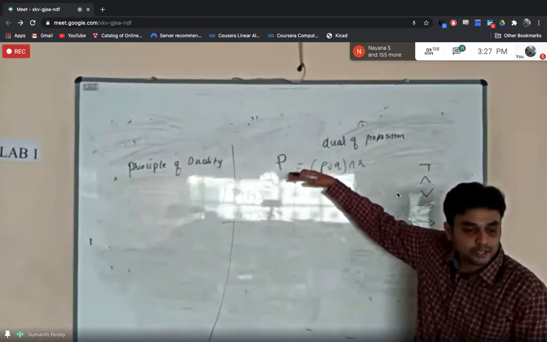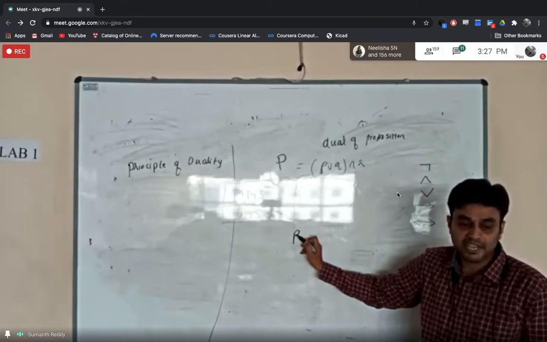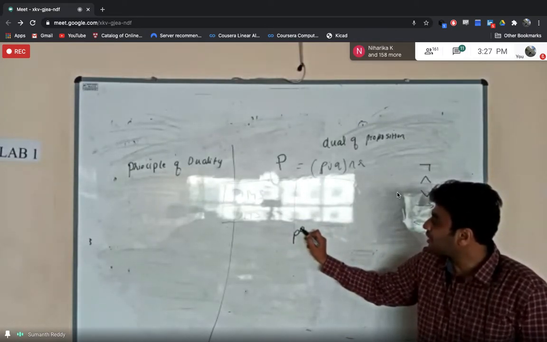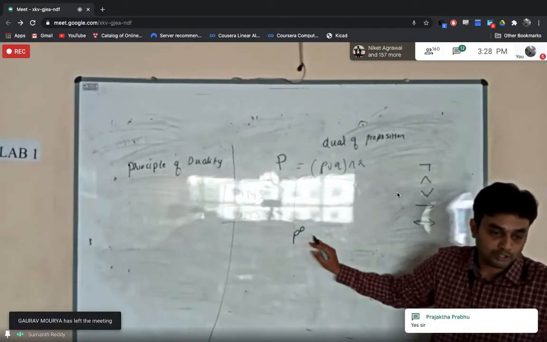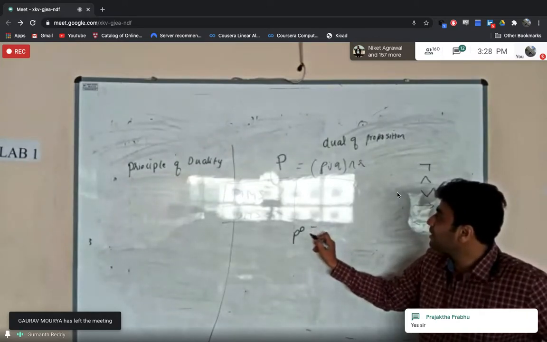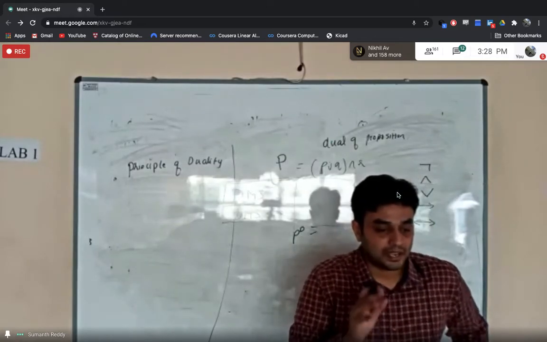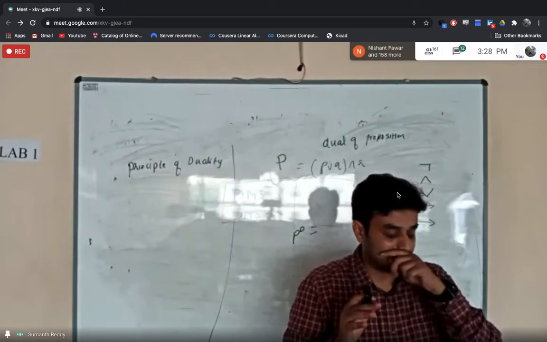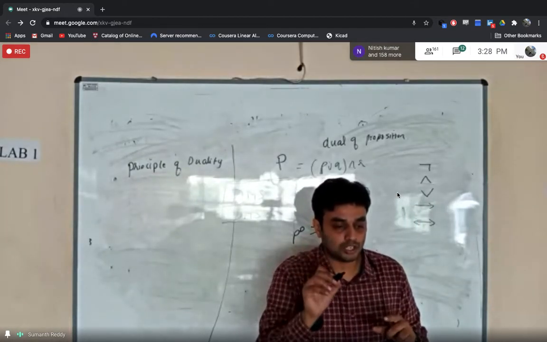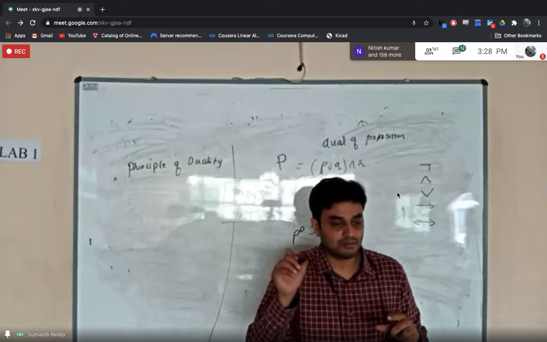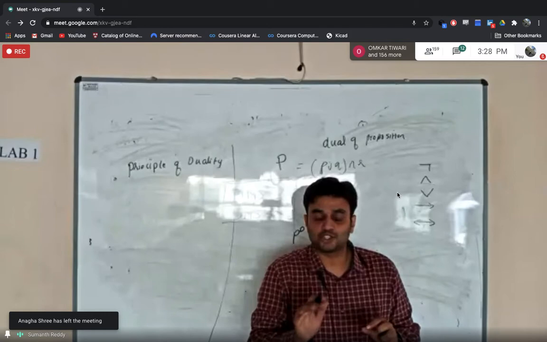If I have to find the dual of this proposition, it is represented as P, and on the top of that we have to write D. That is the symbol for the dual of a proposition. The rule is very simple. You just have to replace conjunction with disjunction, and disjunction with conjunction. Similarly, if you have a tautology, change it to contradiction, and if we have a contradiction, change it to tautology. Other than that, the remaining symbols you should not touch.